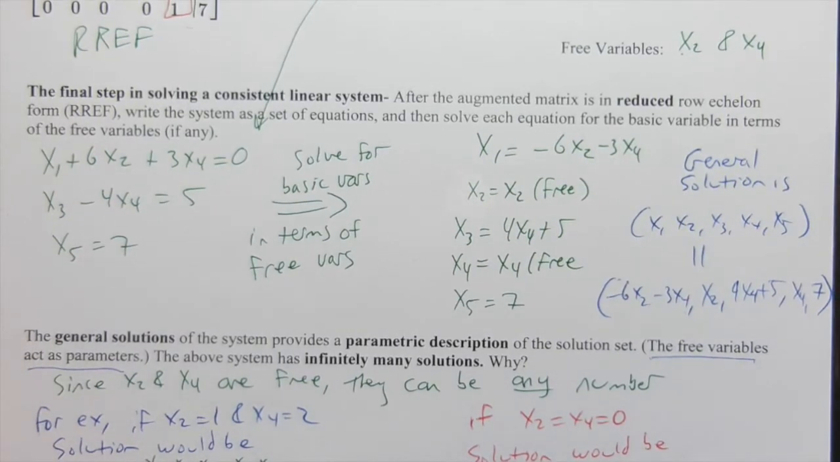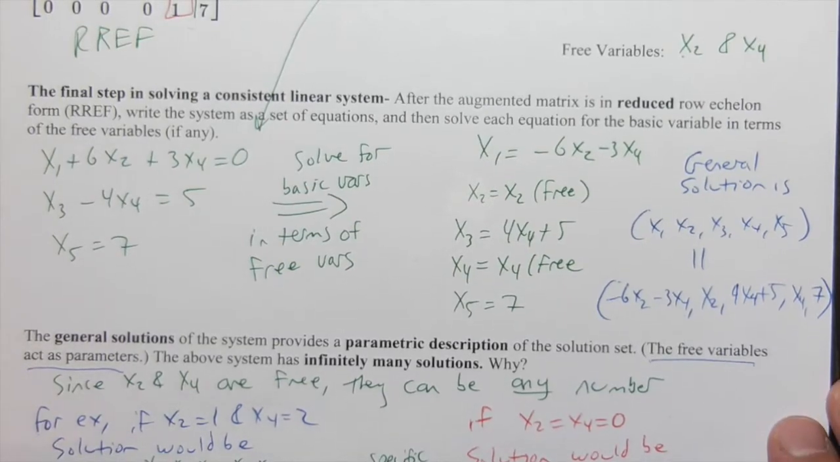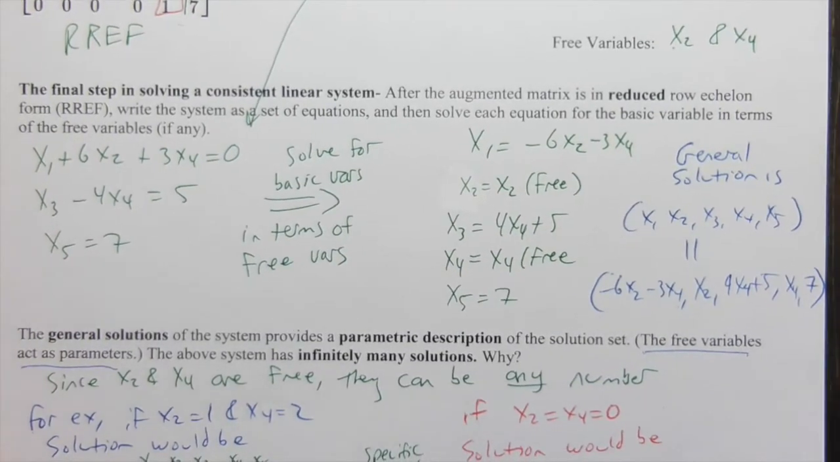And so again, we call these specific solutions. The general solution has the free variables in there. These right here would be what we call specific solutions, because they're actual values for those parameters, for each variable, that would actually satisfy those equations. Okay.